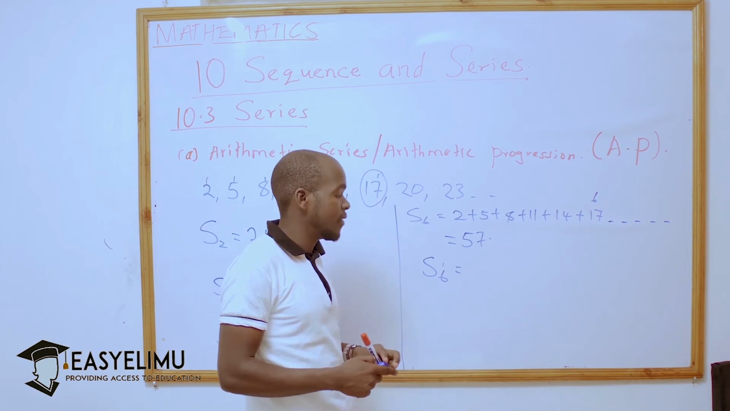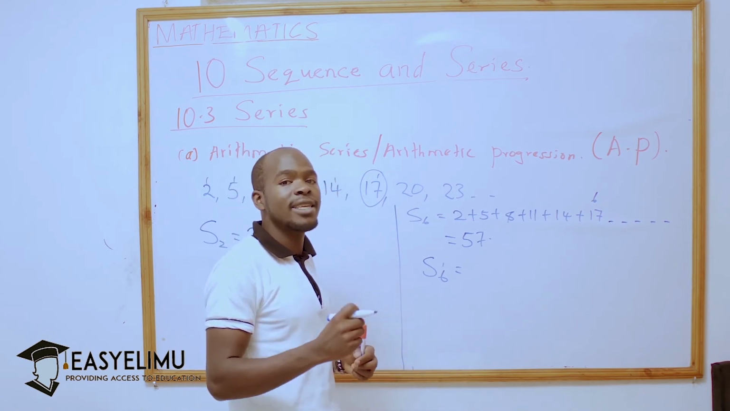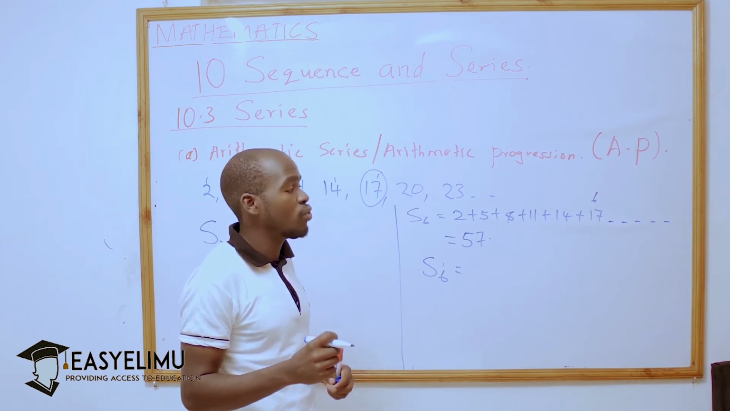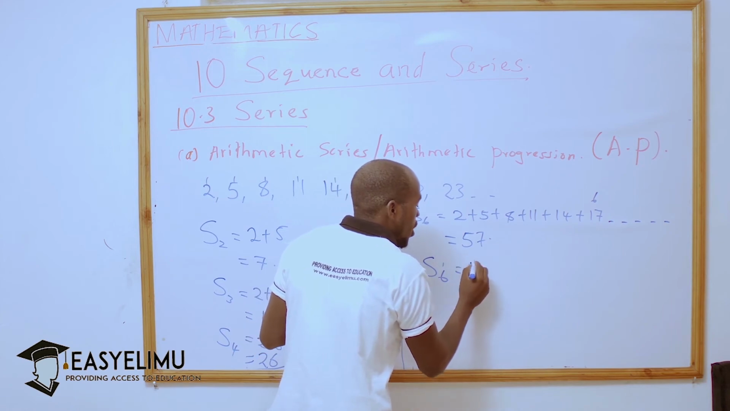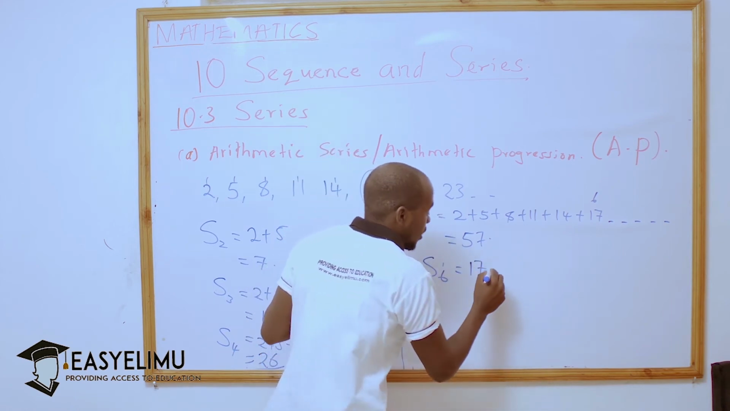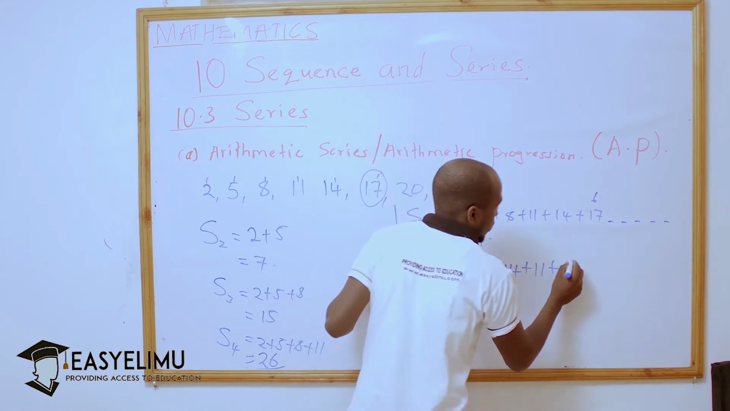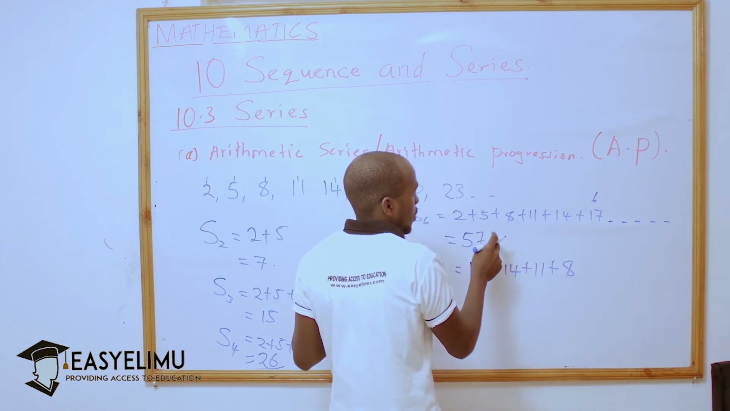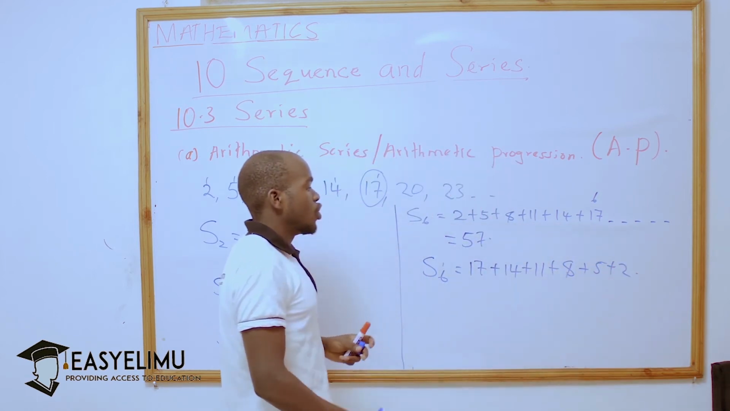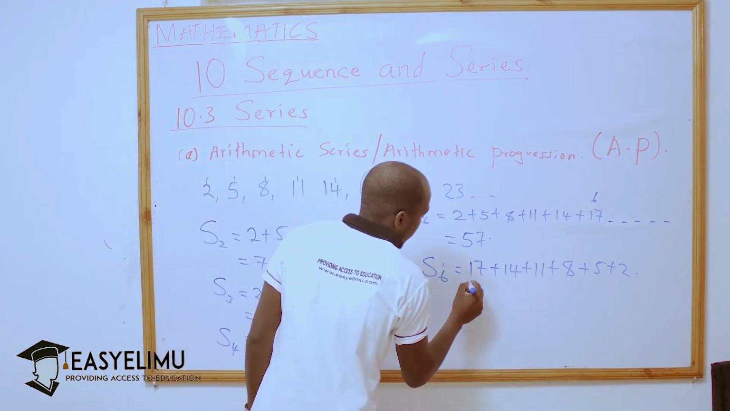That's the reason why, in case you start from the largest term to the smallest, you will have a series of the same terms but starting from the largest to the smallest, ending in plus 2. Having that, if you still sum up, you will end up with 57.